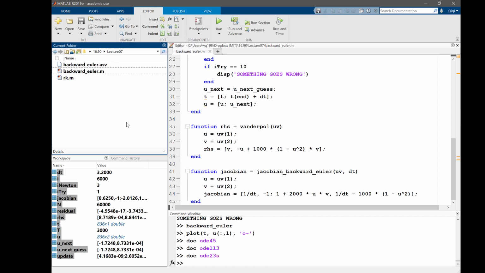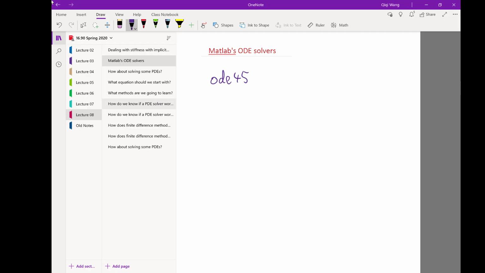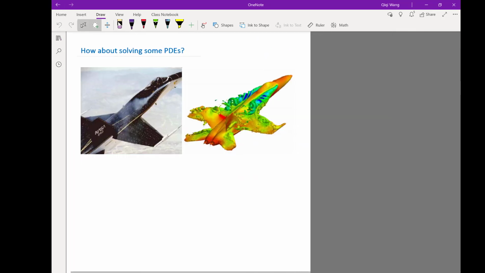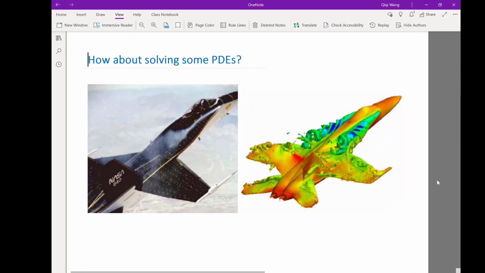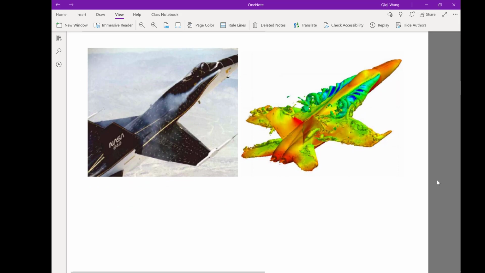The single most powerful method for solving PDEs is to convert a PDE into ODEs. And we are going to be looking at how we'll be doing that. Okay, so basically, to solve some PDEs, we're going to be converting our PDEs to ODEs. Right, so this is an example of what a PDE can do for you. So an example of a partial differential equation.